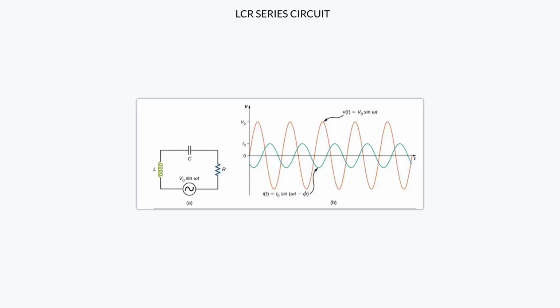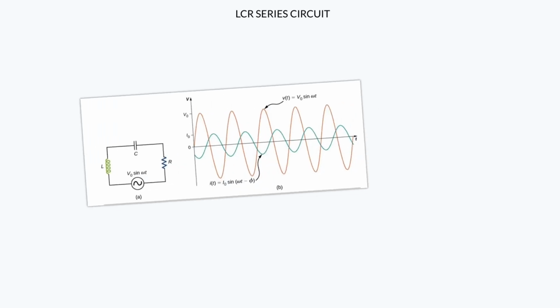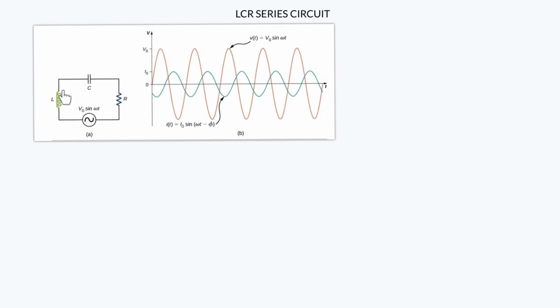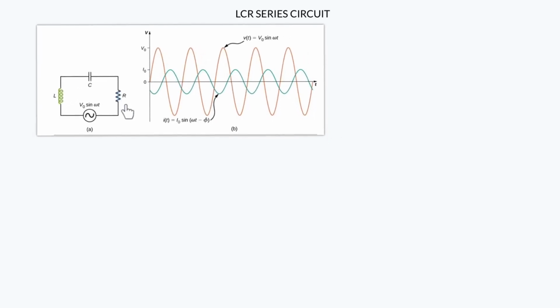Well, we're going to discuss an LCR series circuit, which is an inductance, a capacitance, and a resistance combined in series. So here is a circuit that you see. You have an inductor, a capacitor, and a resistance with an alternating EMF connected. The arrow here represents the direction of the current through all three components.